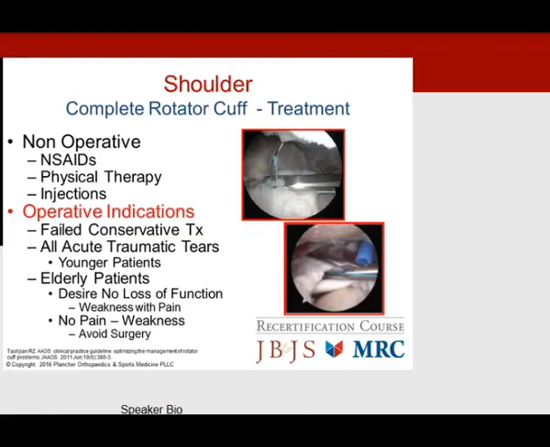Operative indications can exist for failed conservative treatment, acute traumatic tears for younger patients, and the elderly patient that desires no loss of function with weakness and pain. Please be aware that a patient that's elderly with no pain and just weakness and desires more strength can have a recurrence of re-tear and needs to be told, and at times perhaps should be considered to avoid surgery.